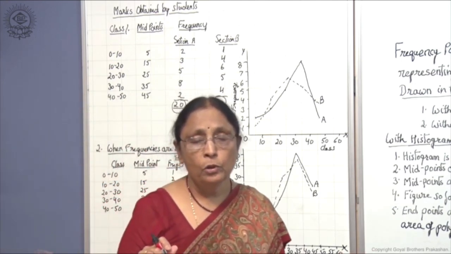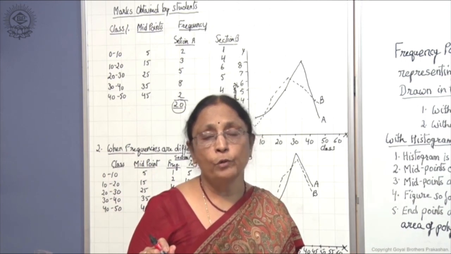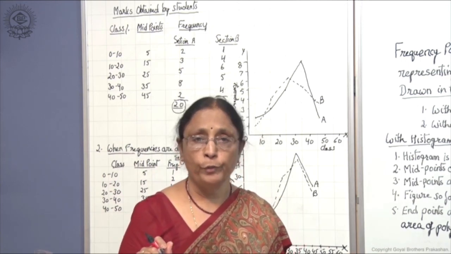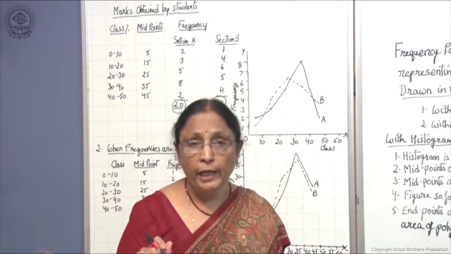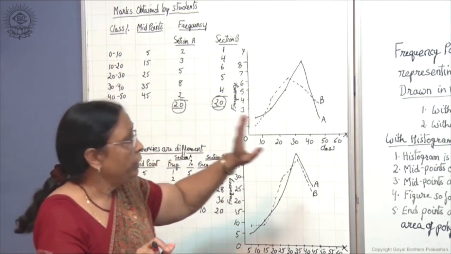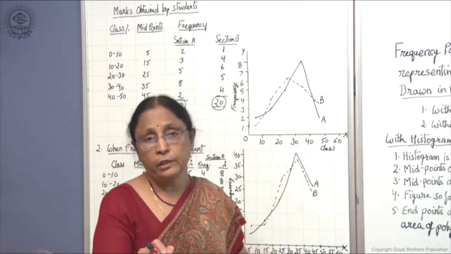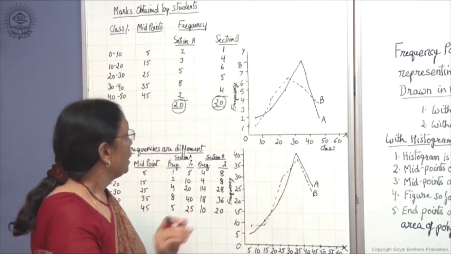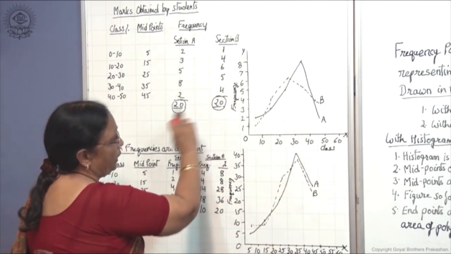So as I told you, total of frequency should be the same, though frequency may differ, and the class interval should be the same. Then only we can draw two frequency curves. Okay. Now here the total is the same, 20, 20.